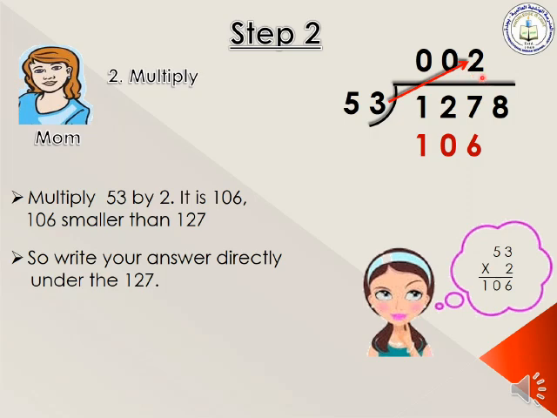Here 2 was the quotient now. Then multiply 53 by 2. When we multiply 53 and 2, we will get 106. This 106 you should write under the 127. This is step 2.